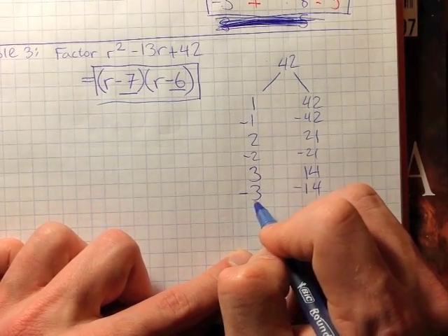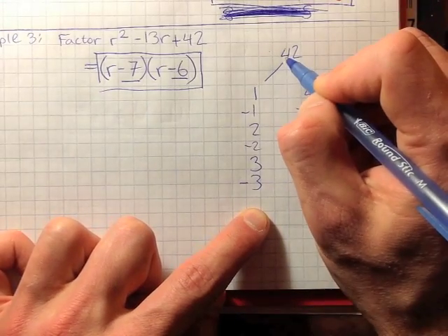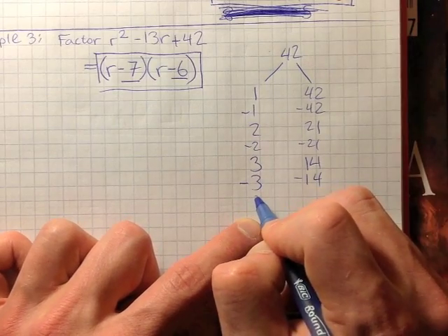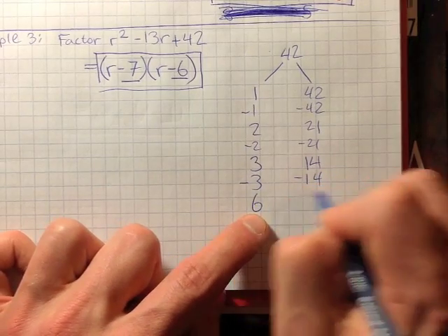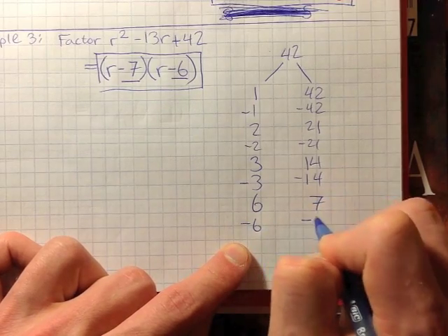How about 4? Does 4 work? No, 4 does not work because 40 is divisible by 4, and then you'd have to get 44 to be the next one. How about 5? 5 doesn't work. 6? Yeah, 6 works. 6 times 7, and negative 6 times negative 7.